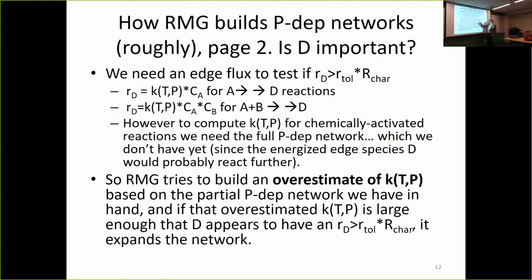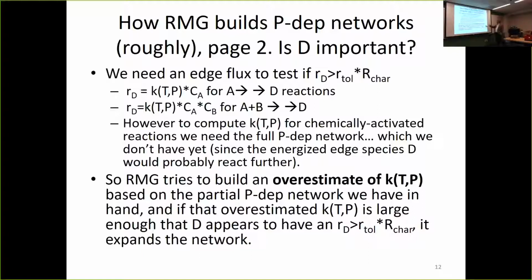And I need to know this rate coefficient if I'm going to be able to calculate this flux of how fast D is formed. However, I don't know it. All I know in the RMG database are high pressure limit rate coefficients. I don't know these pressure dependent ones. So I have to figure out what this number is. If I can evaluate this number, I know the concentration of A, I know the concentration of B, and then I can estimate this thing. So I have to make an estimate of that rate coefficient.